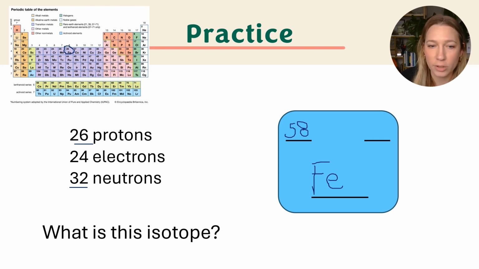And then we can figure out our charge by subtracting our protons and our electrons. So 26 minus 24, that gives us a charge of plus 2 because we have 2 more positive charged things than we do negative charged things.